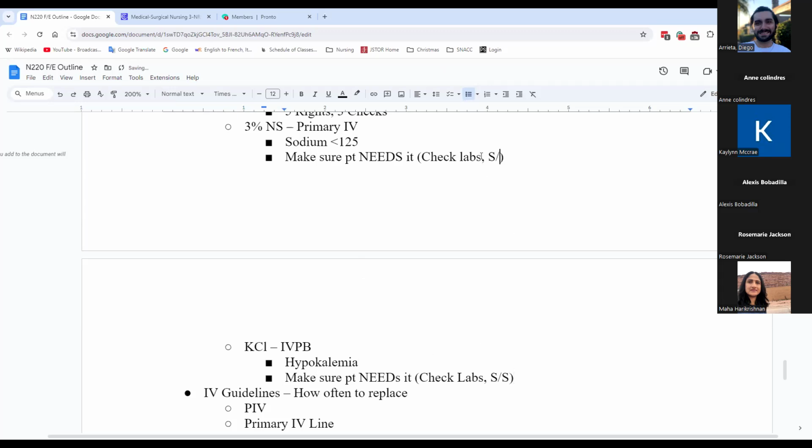Just like how we don't go, oh, my patient with a history of hypertension is going to have hypertension, so I'm not going to check the blood pressure, right? We don't do that with those, so we're not going to do that with your 3% NS. We're not going to do that with your potassium, okay?